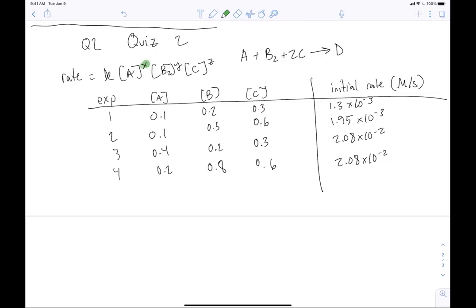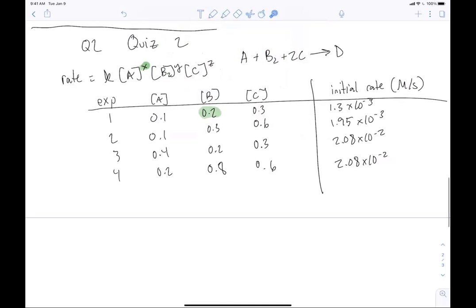If we look over here at concentration B, when I'm trying to figure out what data to use, I'm just looking for places where B does not change. The only place where the concentration of B doesn't change at all is between experiment one and experiment three. So I know that for A, I'm probably going to be using that. And if I look at C over here, I'm again trying to find places where the concentration isn't changing. I could go from experiment one to experiment three, or from experiment one to experiment two to experiment four.